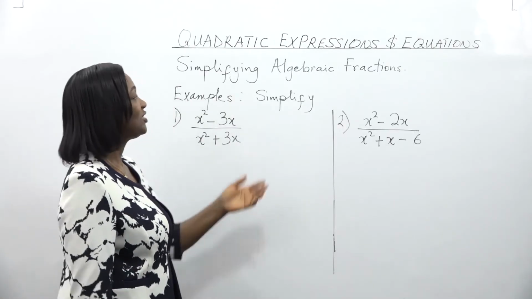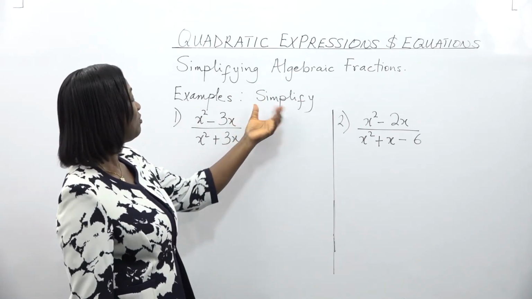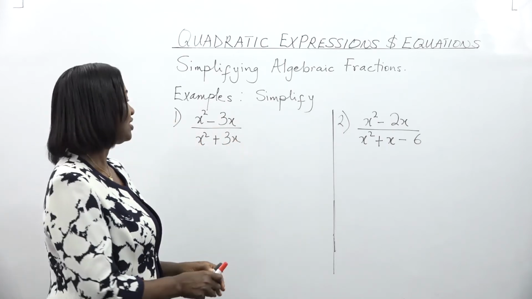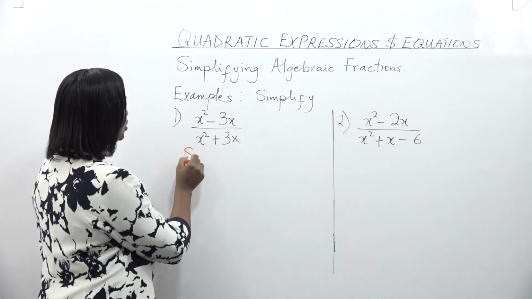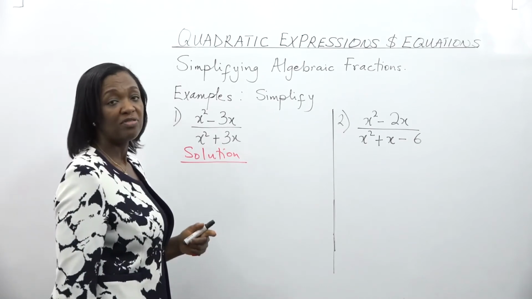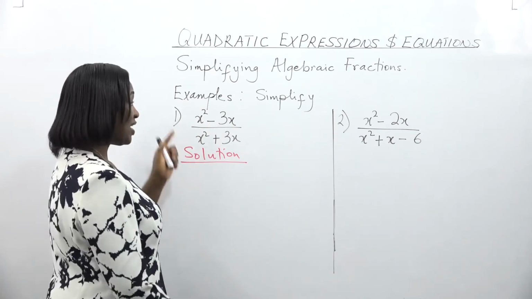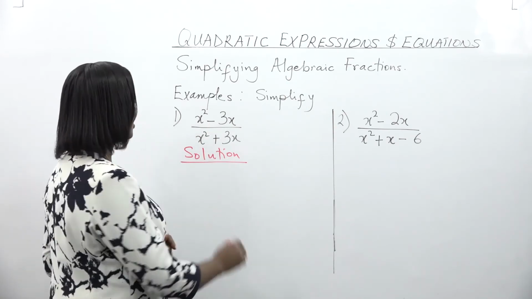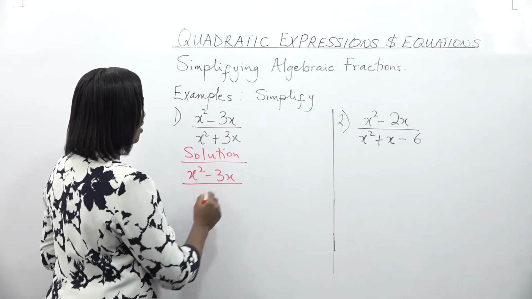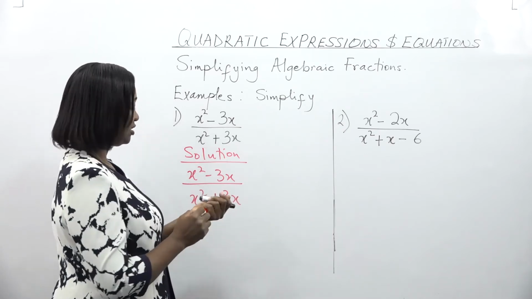Here we want to factorize algebraic fractions. In the first example, it says simplify x squared minus 3x over x squared plus 3x. So, solution. We find the common factors between x squared and 3x, and x is a common factor. So we factorize it. So we have x squared minus 3x over x squared plus 3x.